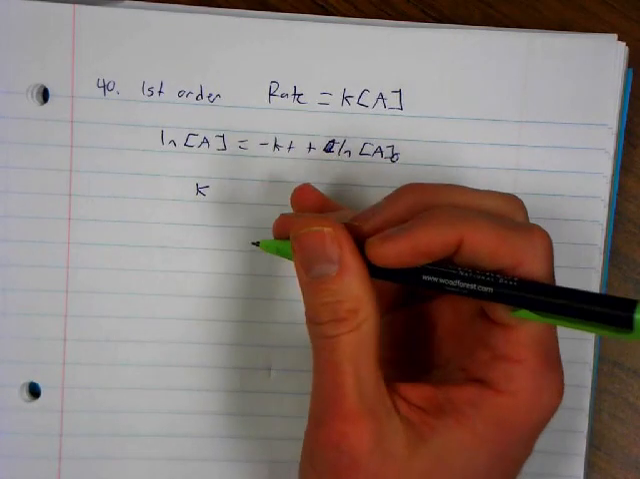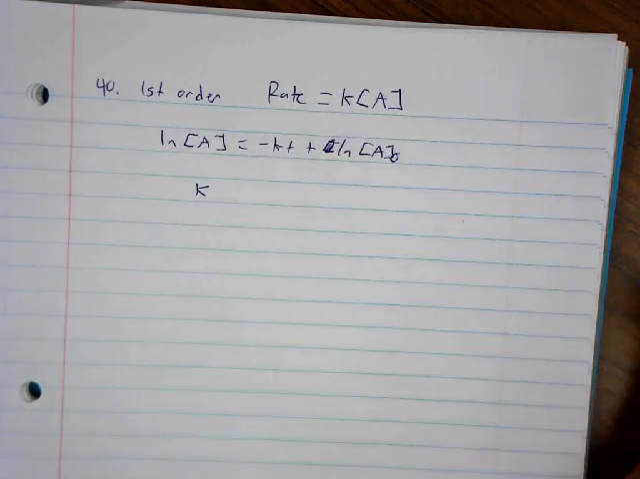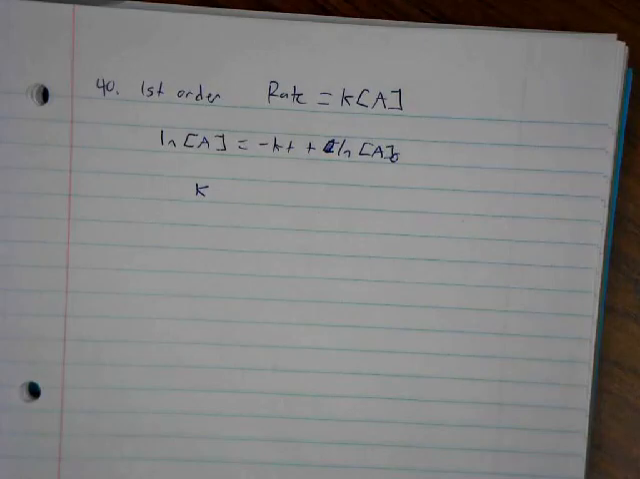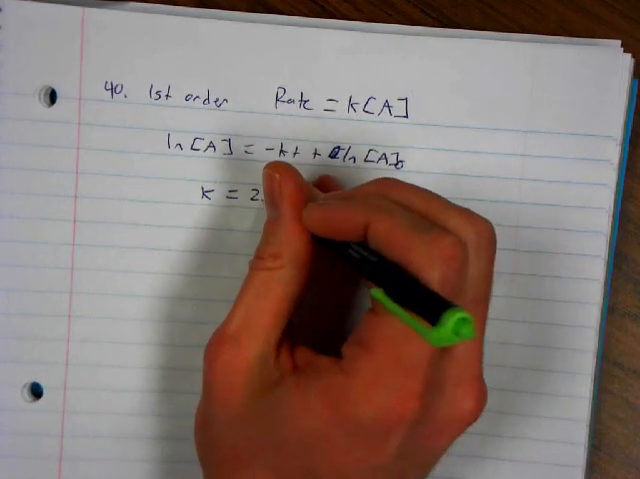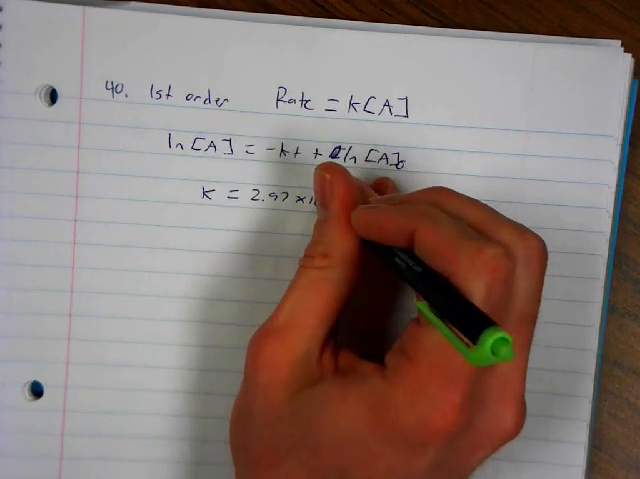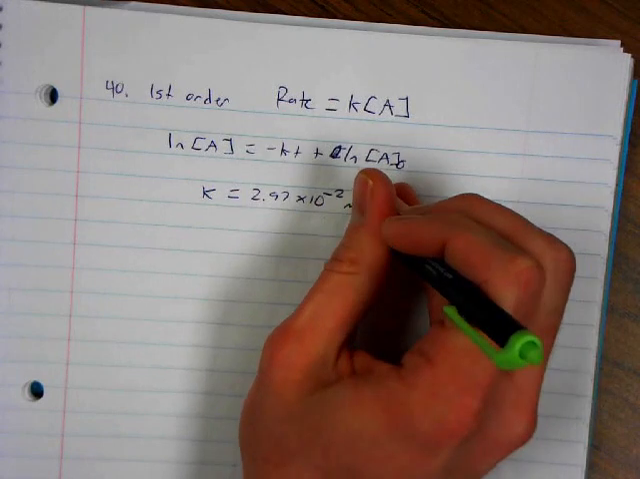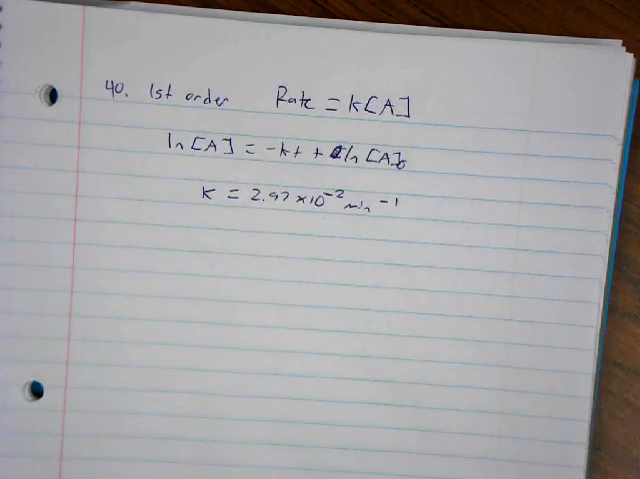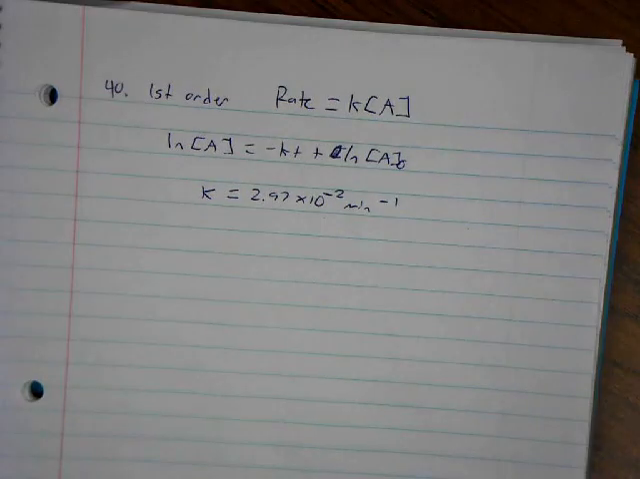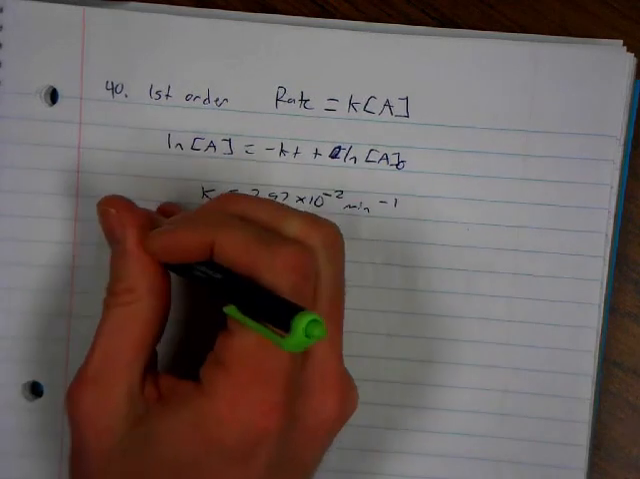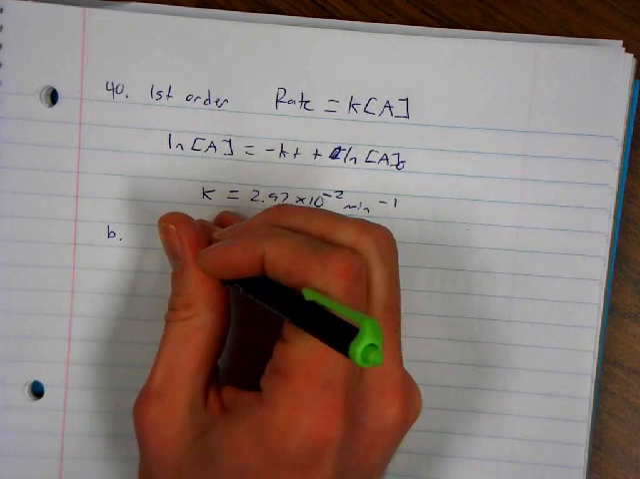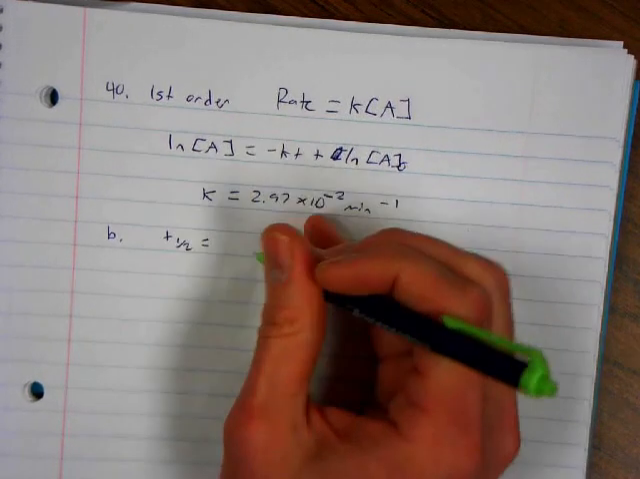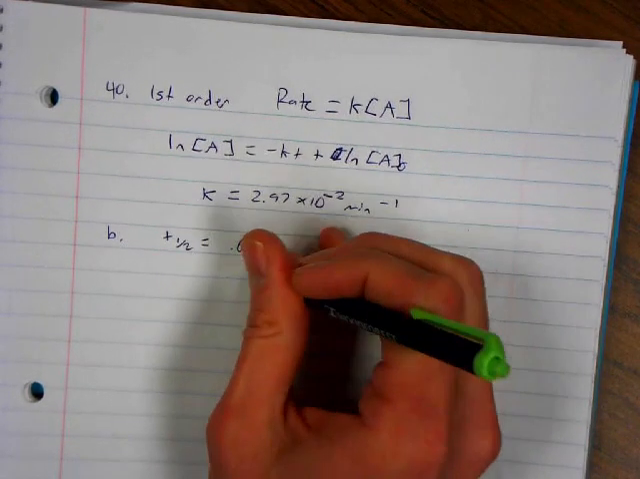On 40, they also gave me the slope, right? So K is going to equal the opposite of that, because from the half sheet, slope is the negative K. So K is 2.97 times 10 to the negative second minutes to the negative 1. So that was A. B, half-life.